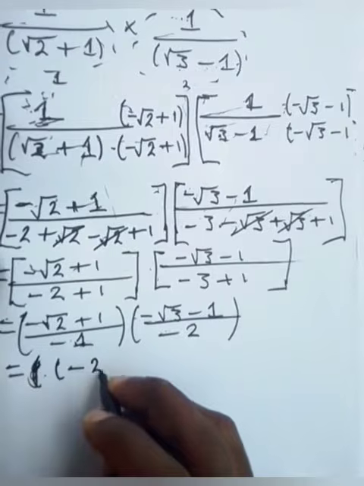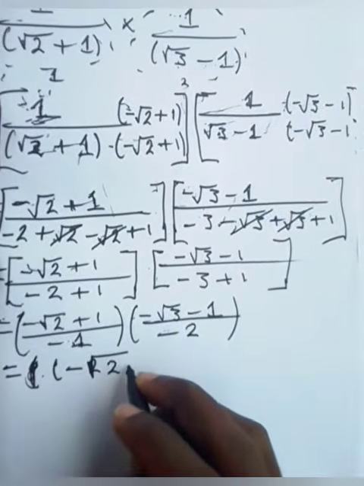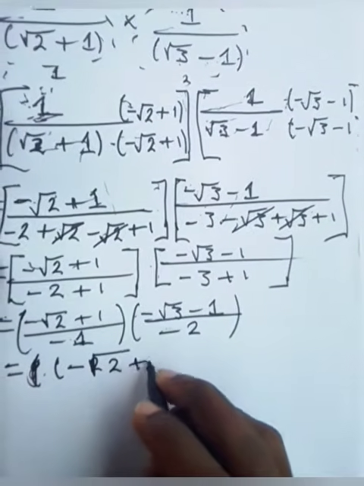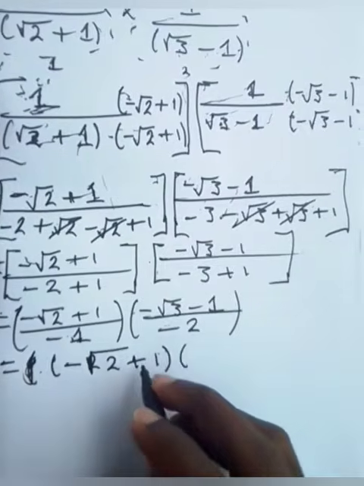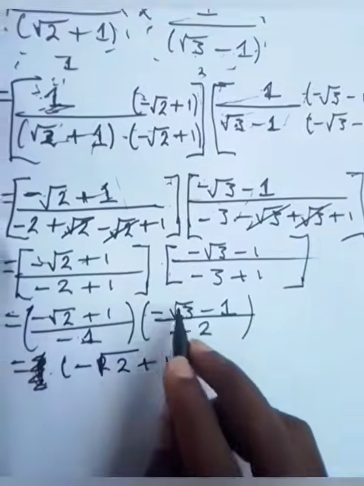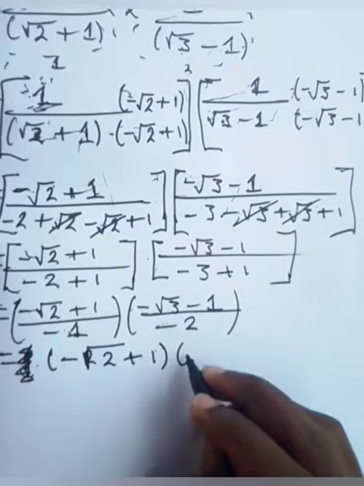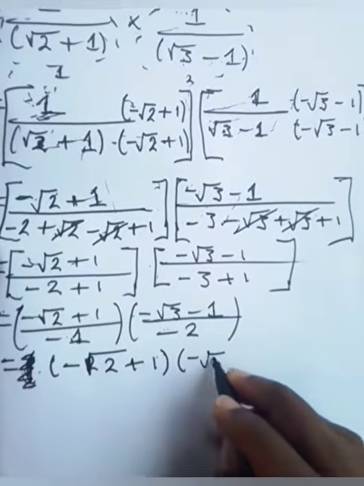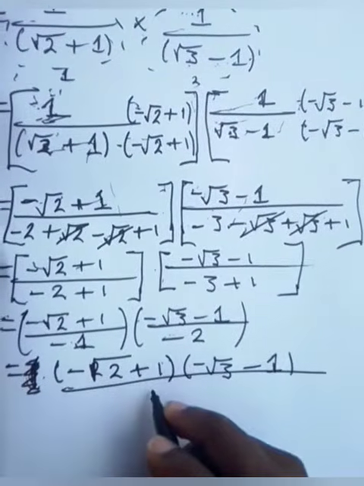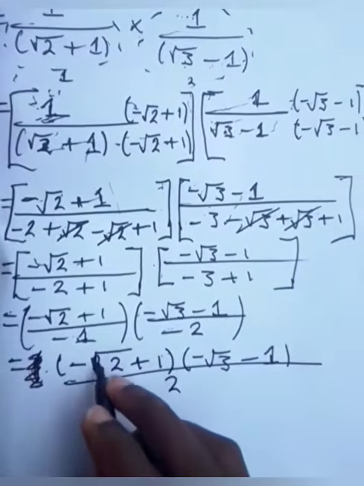Negative 2 and negative square root of 2. This is negative square root of 2, right? Plus 1 times, I've cancelled these, times what is on the numerator here. So multiply the numerators and the denominators individually, then we simplify. You can use any method that you're comfortable with. This will give us positive 2. Now multiply the numerator.